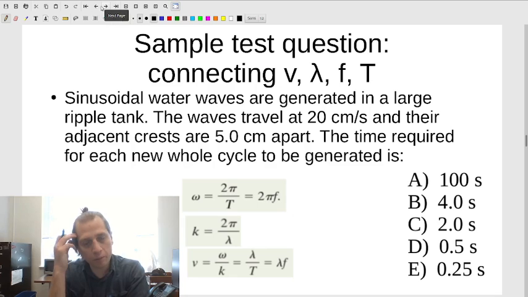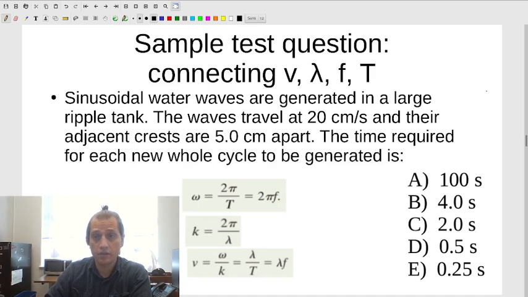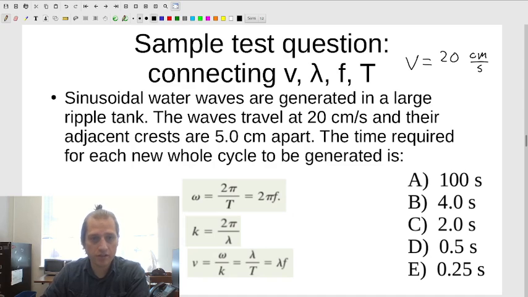All right, and I will probably give you a pretty easy question just to make sure that you're on your toes. Sinusoidal water waves are generated in a large ripple tank. The waves travel at 20 centimeters per second, so that would be your v. And their adjacent crests are 5 centimeters apart. So if you're going from crest to crest, peak to peak, or trough to trough, I'm assuming that they mean like this, that is just your wavelength. So they've given us our wavelength as 5 centimeters.